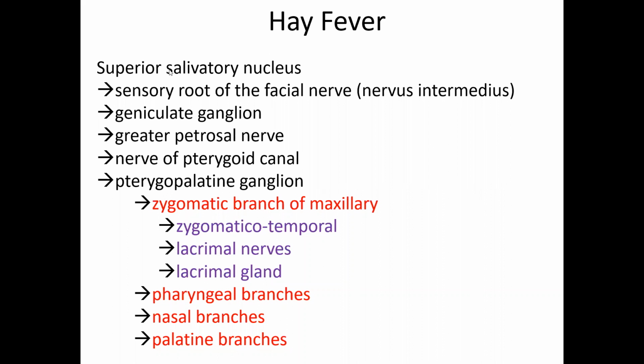In hay fever, the superior salivatory nucleus gives a branch called the sensory root of the facial nerve, which is also called the nervus intermedius. It should actually be called the parasympathosensory root because the nervus intermedius carries parasympathetic fibers and special sensory fibers.